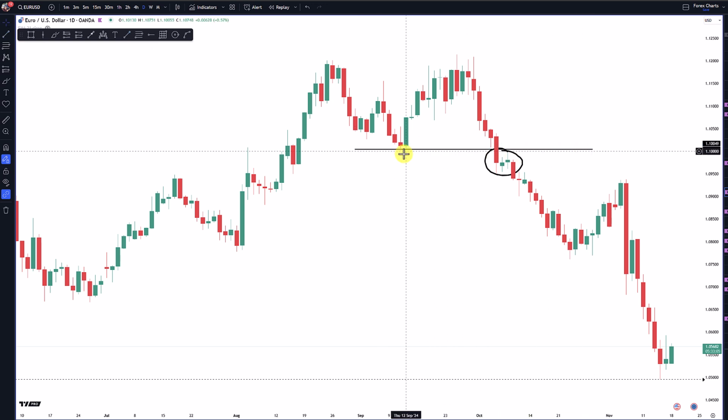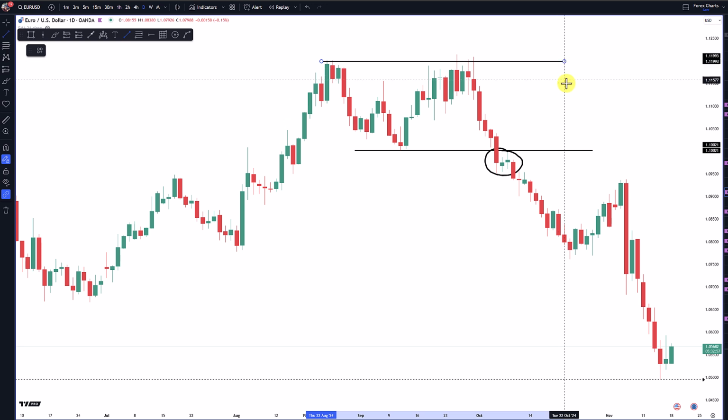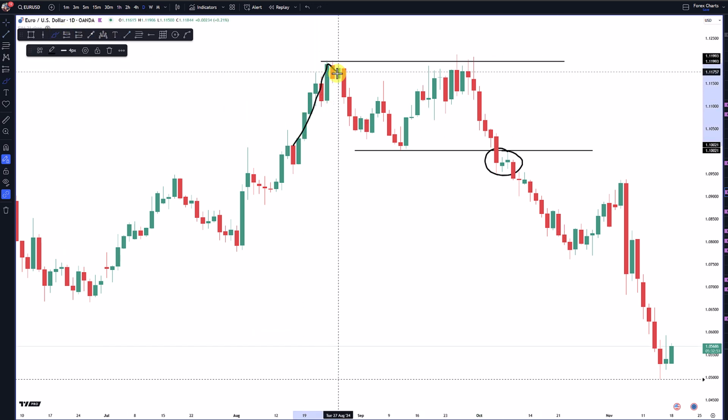So here is a previous area of support. We call areas of support where the price has bounced from higher, and we call areas of resistance price levels where the price has moved into and then moved lower.